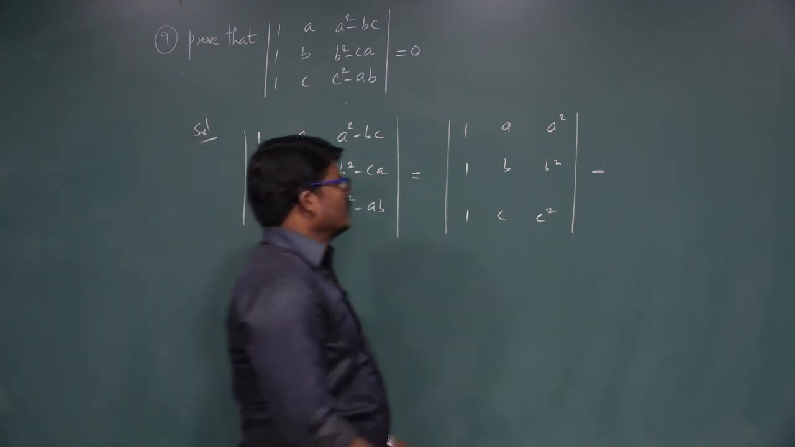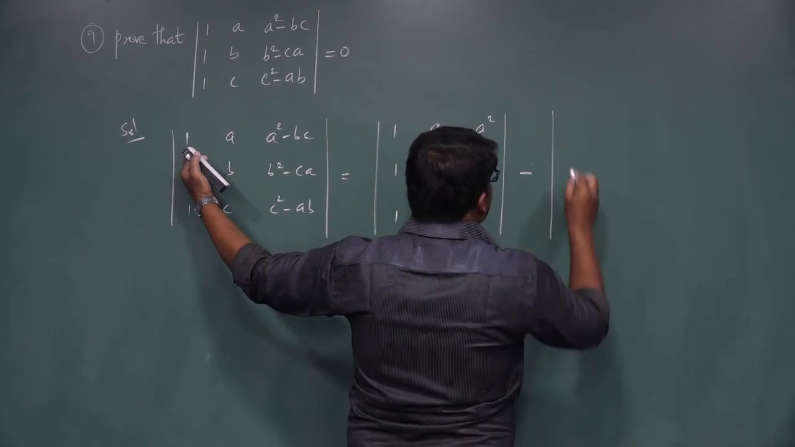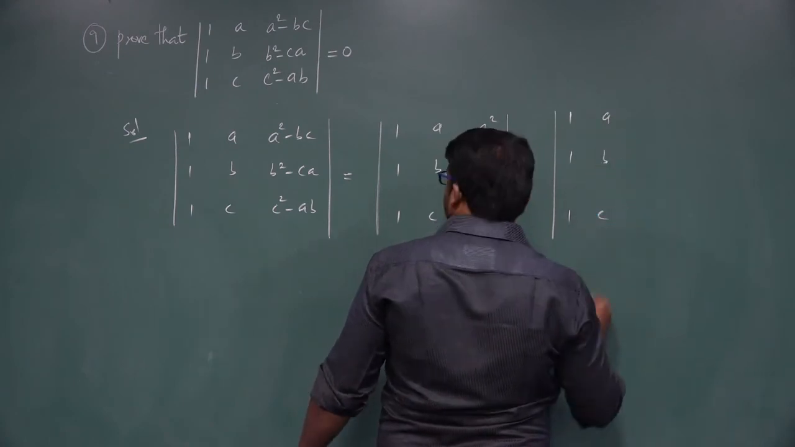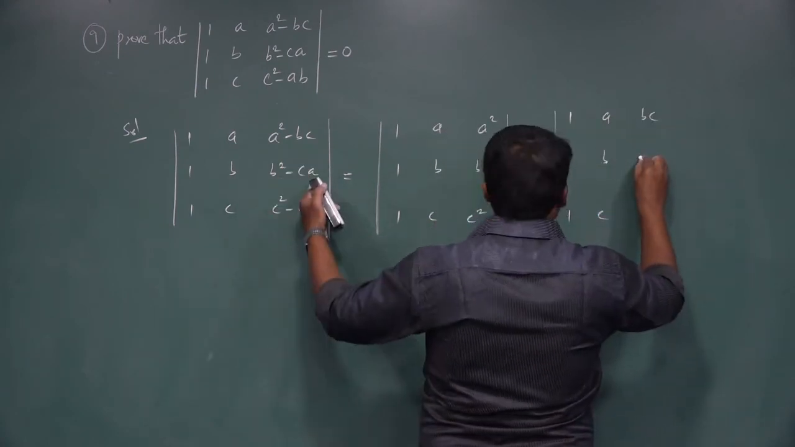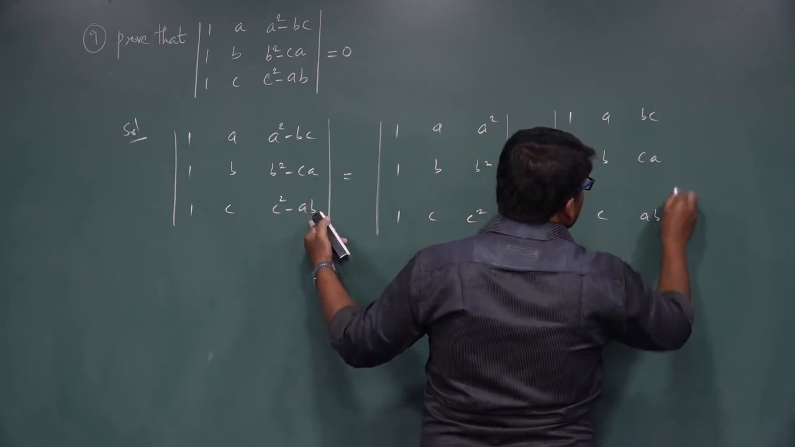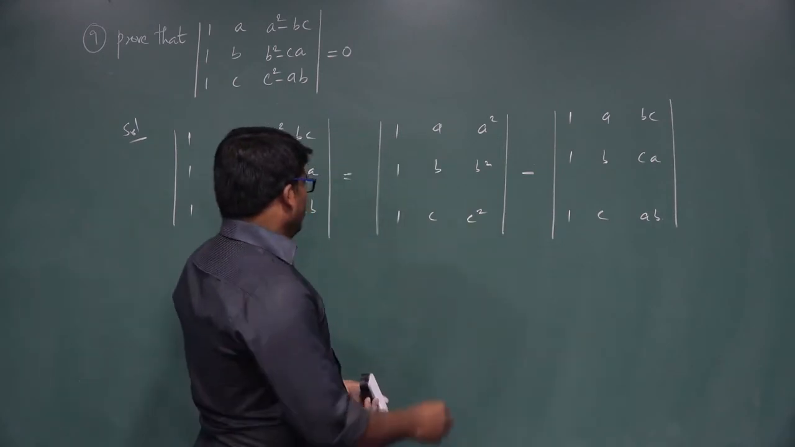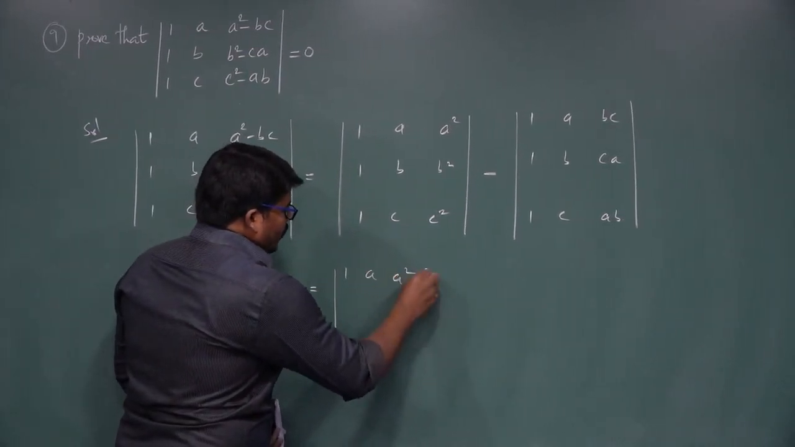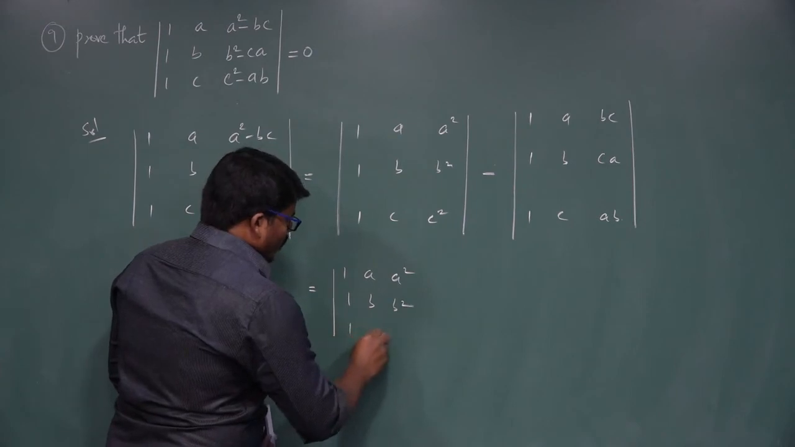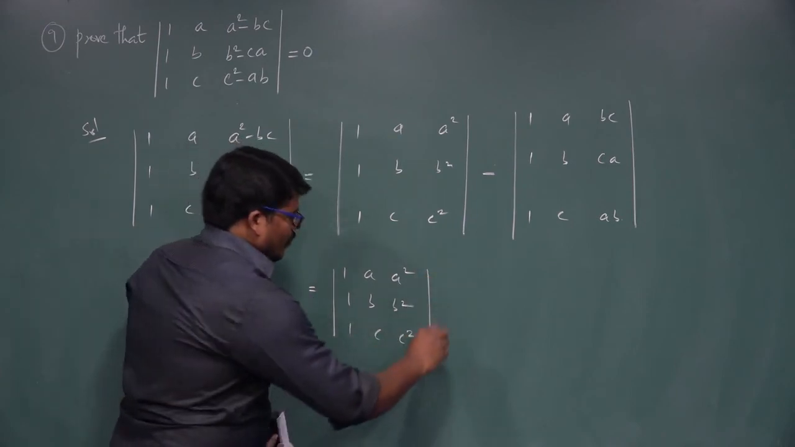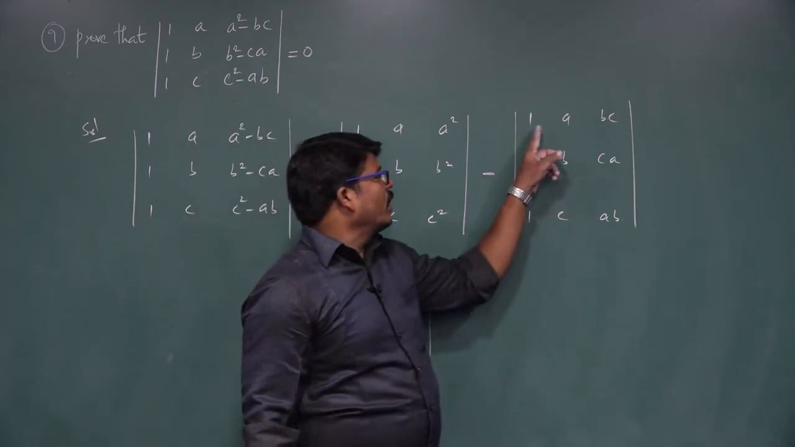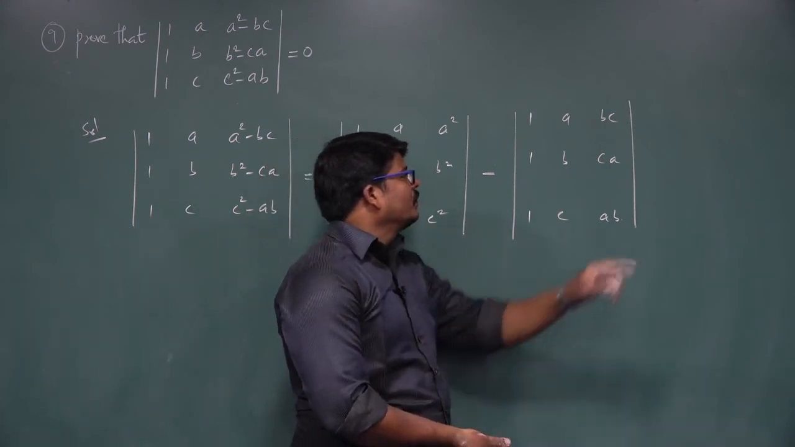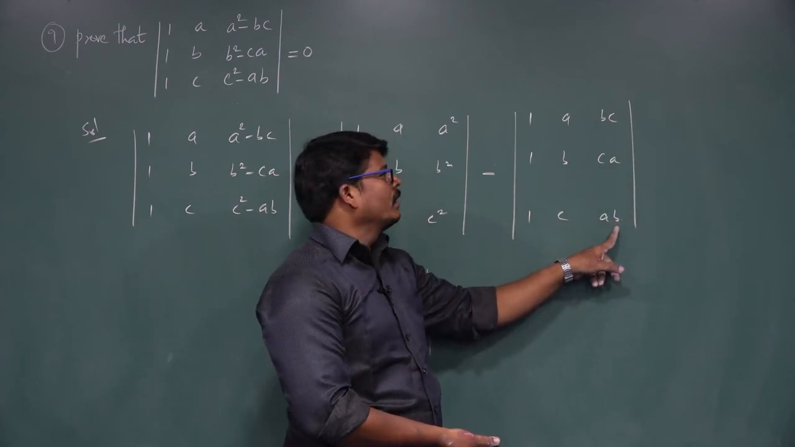Subtract this value, minus. The second determinant has first column 1, 1, 1, second column A, B, C, and third column BC, CA, AB. The given determinant is the same: 1, A square, 1, B square, 1, C square, minus the determinant with first column 1, 1, 1, second column A, B, C, and third column BC, CA, AB.